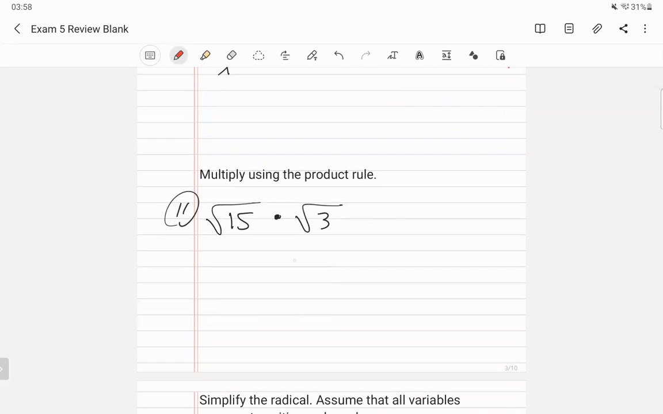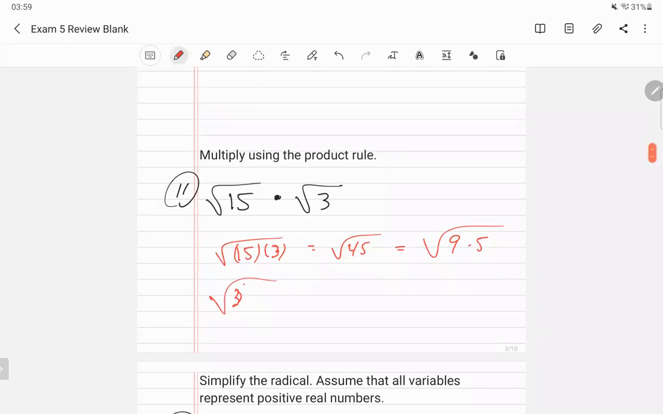Here, using the product rule, we're going to take 15 times 3. That ends up giving us a square root of 45, but we can break that down into 9 times 5, which is 3 squared times 5. So that's plus or minus 3 square root of 5.